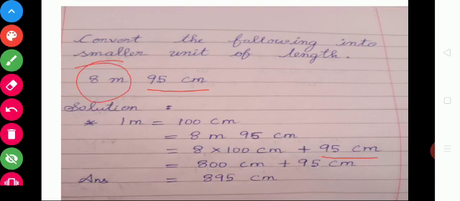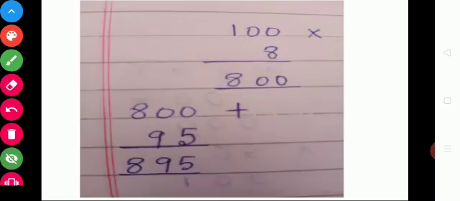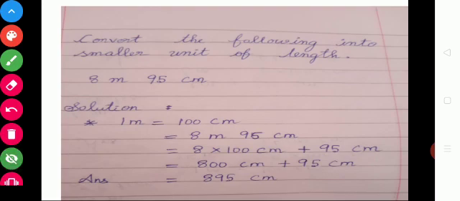And then this alone you want to convert. So meter into centimeter. What is the process you are doing here? Into 100. So 8 into 100 is 800 centimeter. This 95 centimeter as such you want to write it down. Now you want to add 800 plus 95 centimeter. So 0 plus 5 is 5. 0 plus 9 is 9. And then 8 plus 0 is 8. So what answer you got it? 895 centimeter. Okay, children.